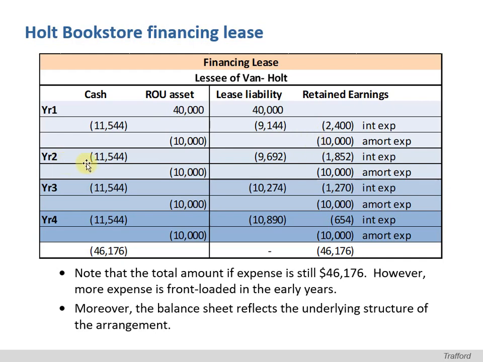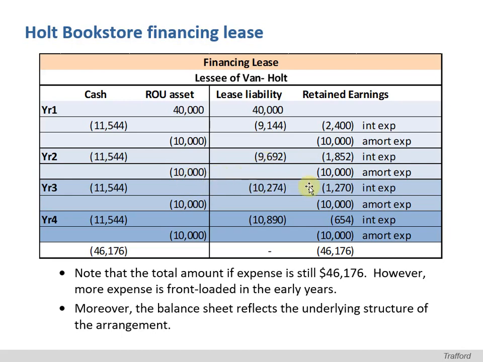In year 2, interest expense, these two numbers come straight from the amortization schedule. Interest expense is less than it was in year 1 because we had a lower loan amount to pay interest on. So interest expense is $1,852. The lease liability goes down by $9,692 in year 2.